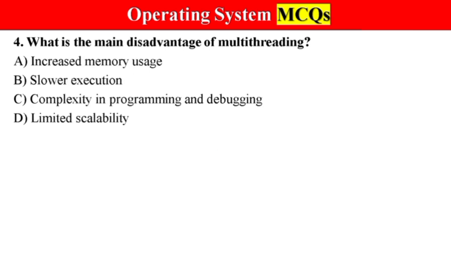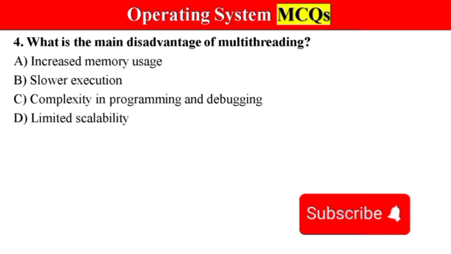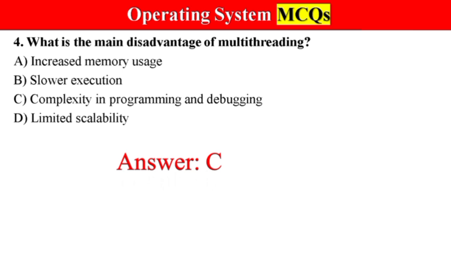Question number 4, what is the main disadvantage of multithreading? A, increased memory usage. B, slower execution. C, complexity in programming and debugging. D, limited scalability. The disadvantage of multithreading is the complexity in programming and debugging. The others are the purpose of the multithreading.